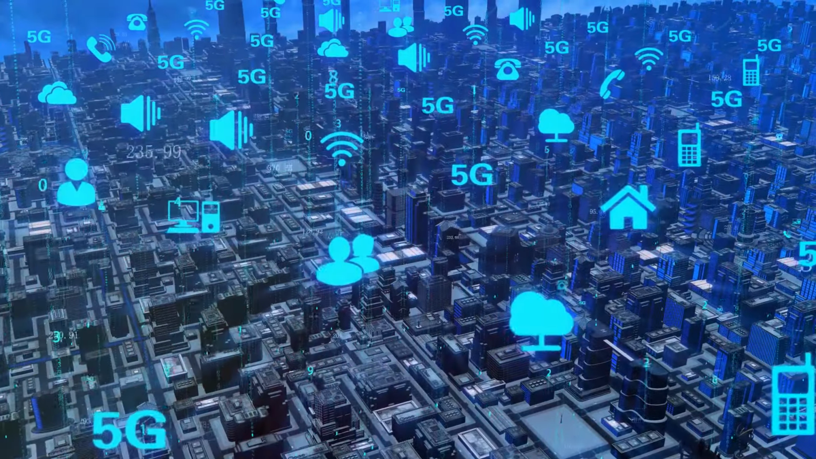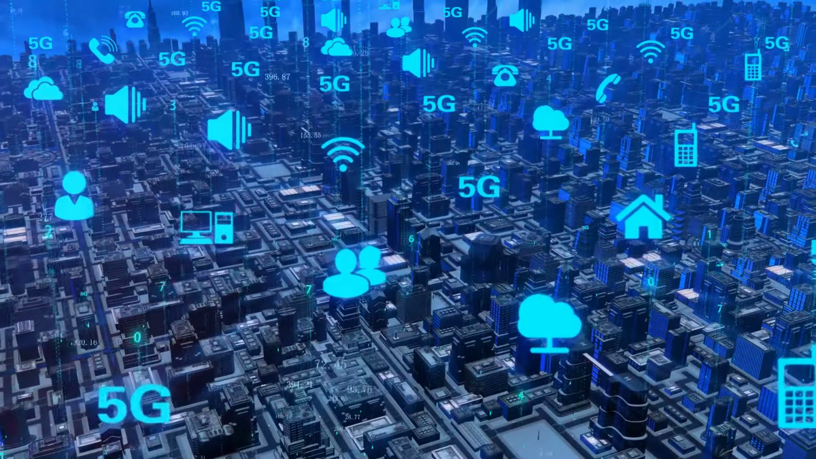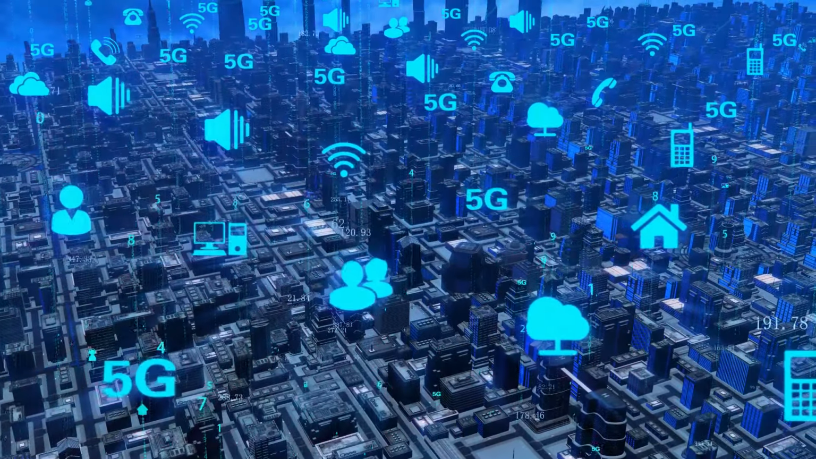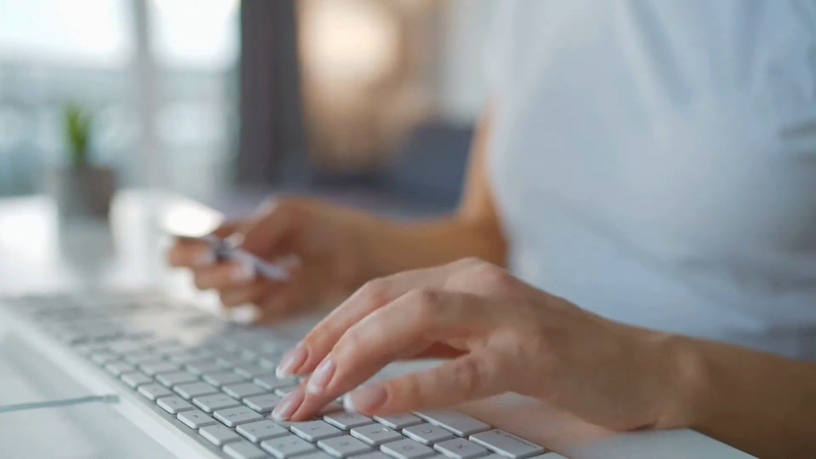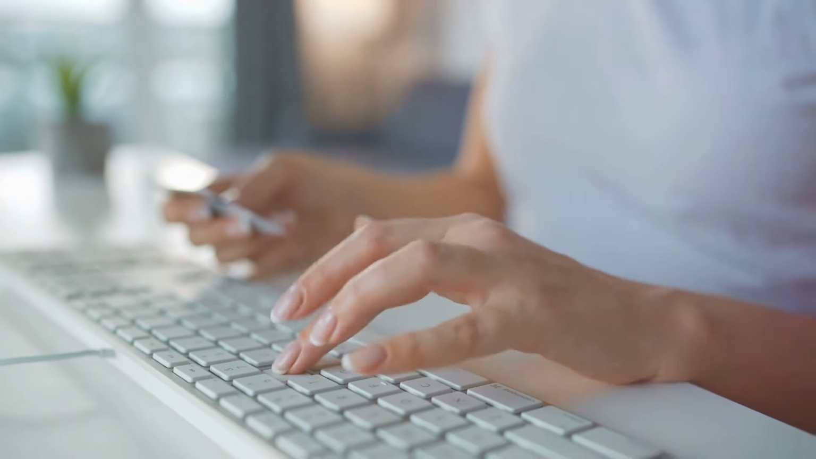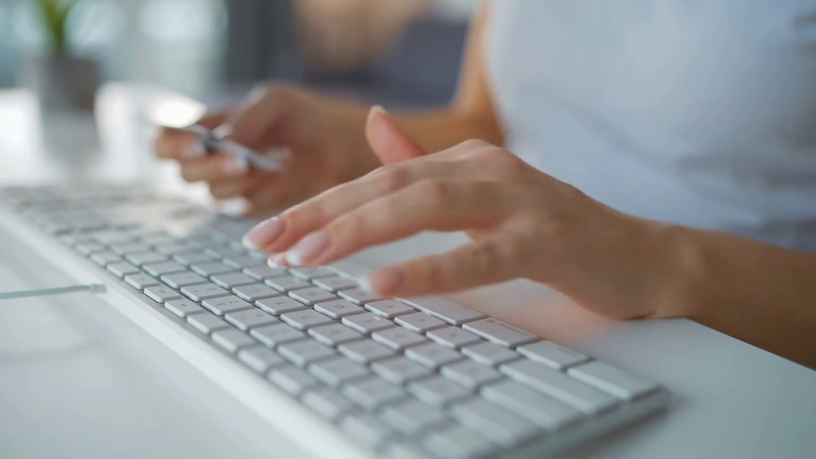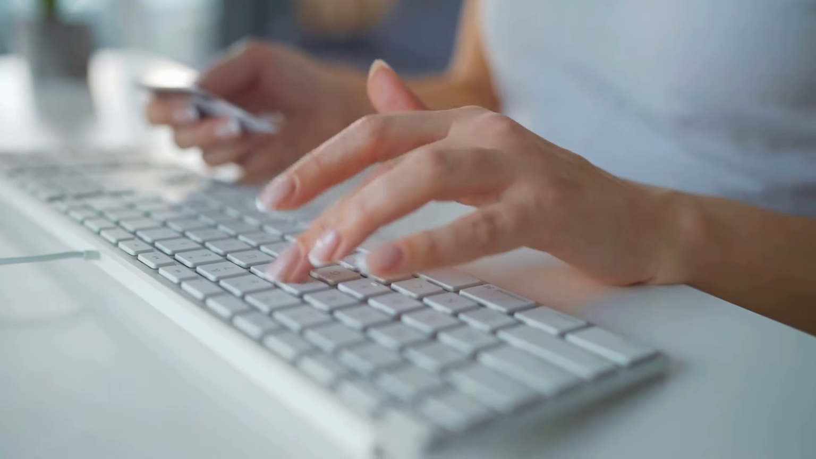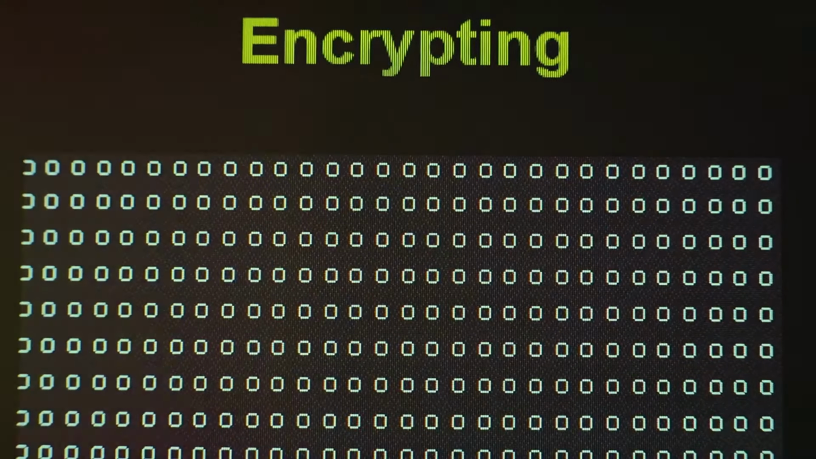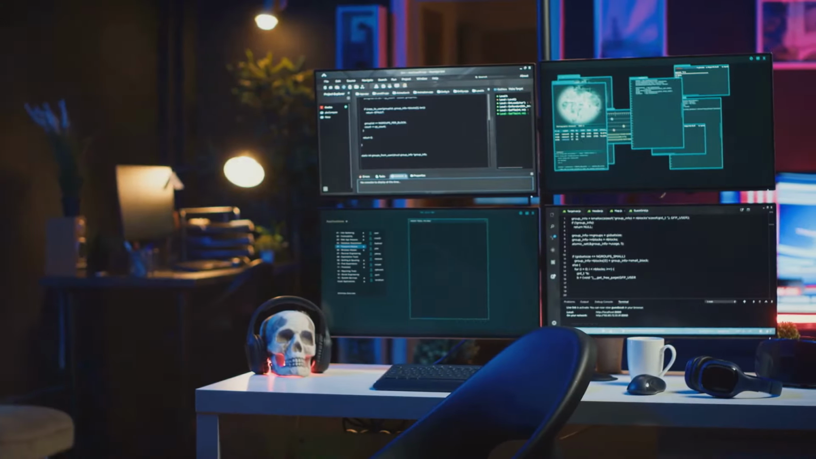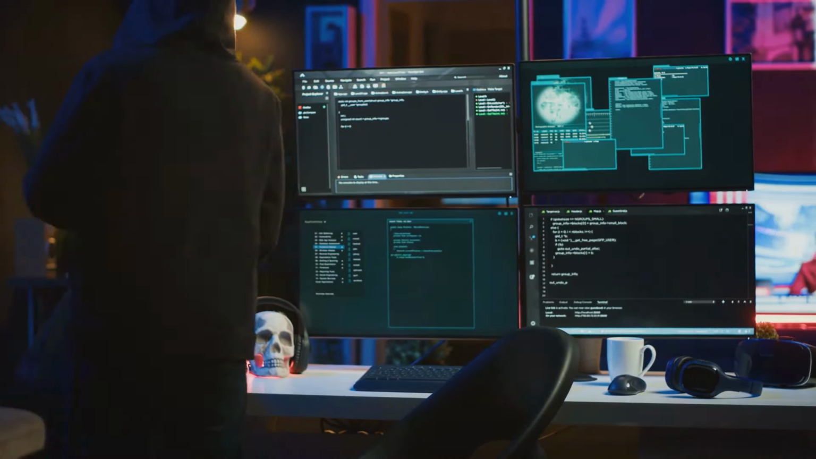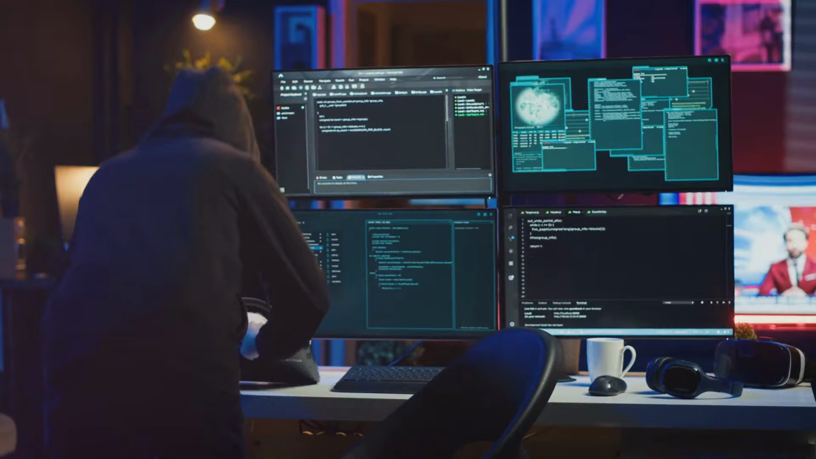With billions of devices and trillions of bytes of data traveling across the internet, security is paramount. Think about all the sensitive information you share online: passwords, credit card details, personal messages. It's crucial to protect this data from unauthorized access. That's where encryption comes in. It's like scrambling your data into an unreadable format, making it nearly impossible for hackers to intercept and understand.